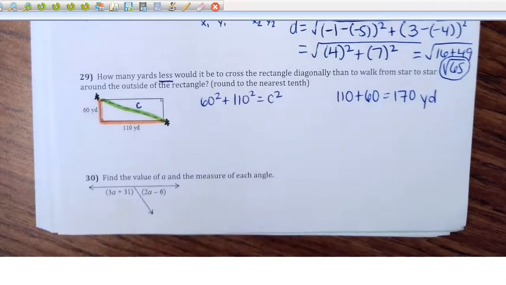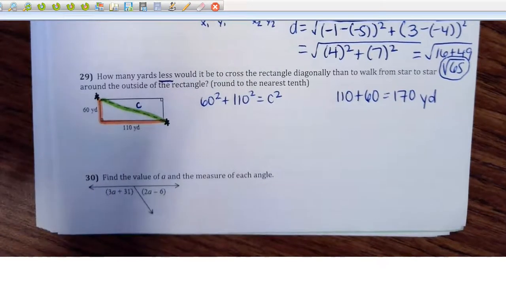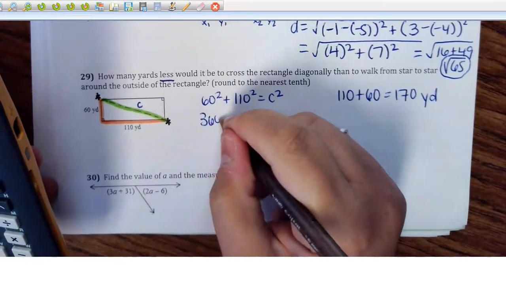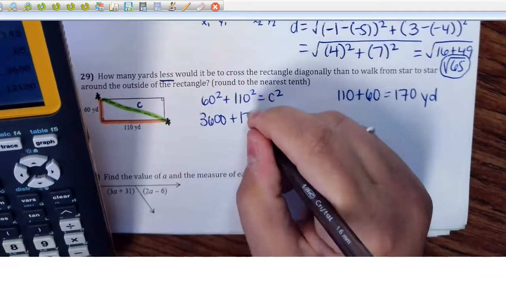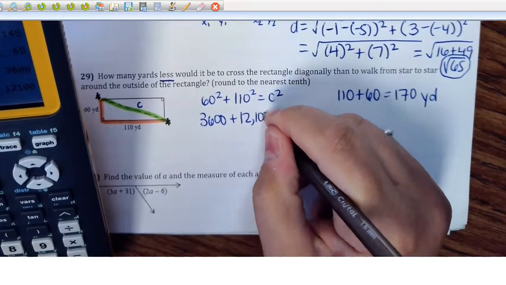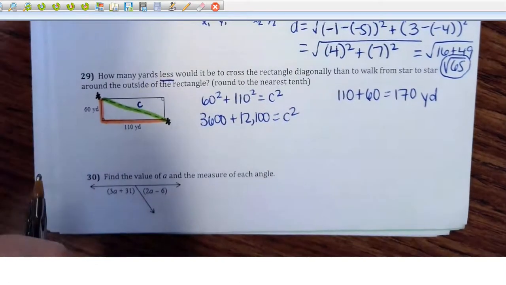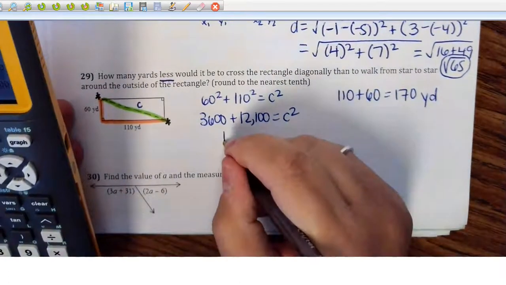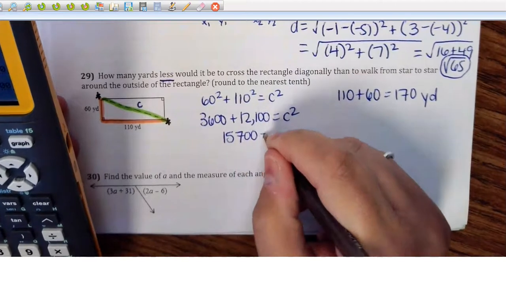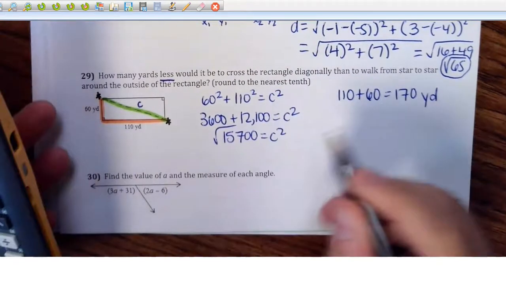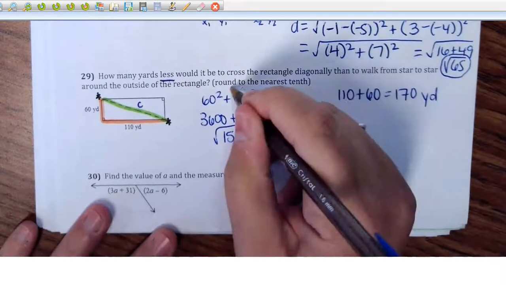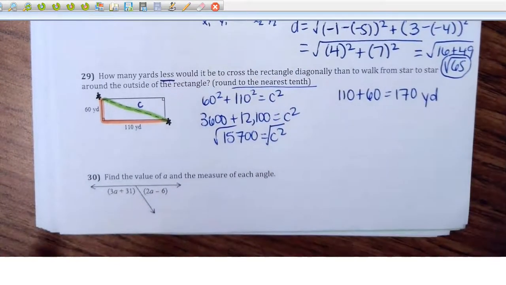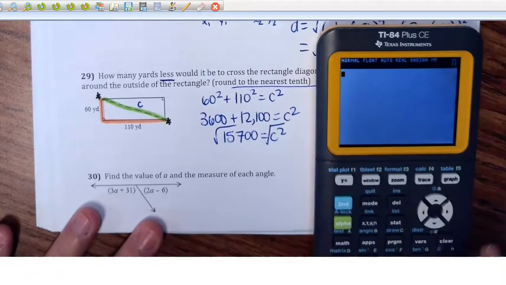And 60 squared is going to give you 3,600. 110 squared is going to give you 12,100. I'm going to add those together. So we're going to get 15,700. And we are going to take the square root here. Now, this says round to the nearest tenth. So that's what I'm going to do on my calculator. I'm going to take the square root of 15,700.